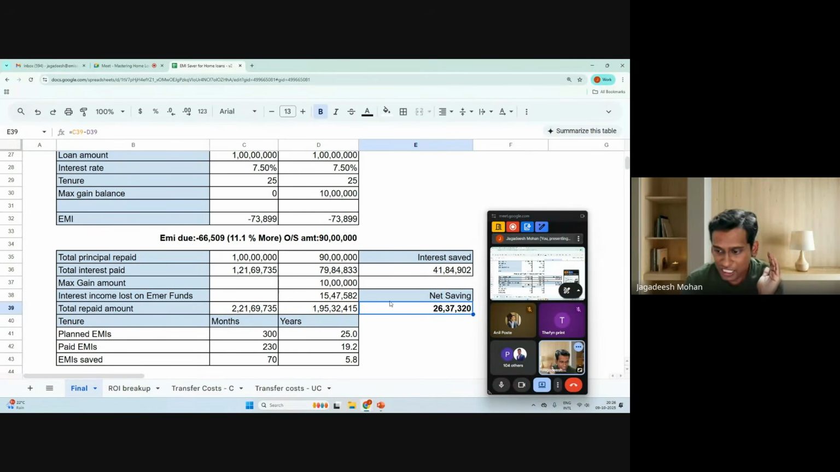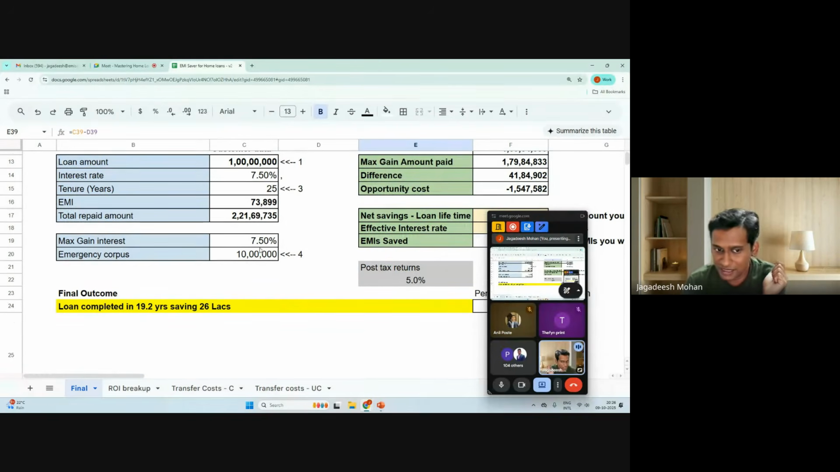So if I look at it from any dimension, you are paying the same EMI, 74,000. You are keeping your idle funds in your emergency corpus. You would have kept it. You still have the same access. So you're getting the same freedom of accessing that money whenever you want. You're paying the same EMI.